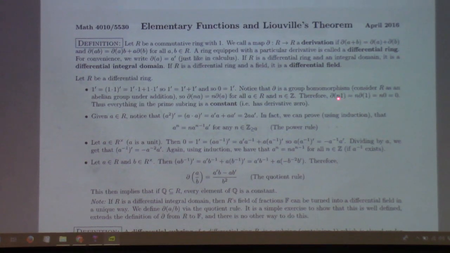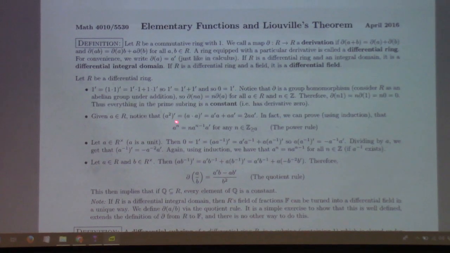Of course that gives us that if we repeatedly add 1 to itself, that also differentiates to 0. So everything in the prime subring, which is either Z or Z_p, and then we build the field of fractions over that to get the prime subfield. This is that discussion again. Anyway, anything in the prime subring, from which we build the prime subfield for a given field, has derivative 0.